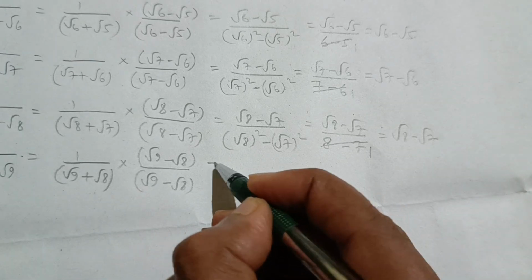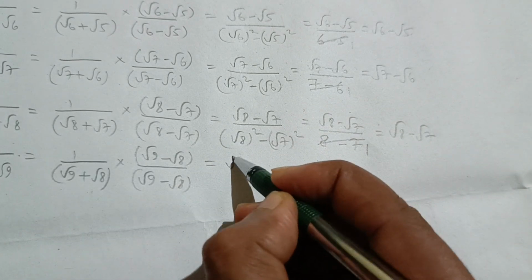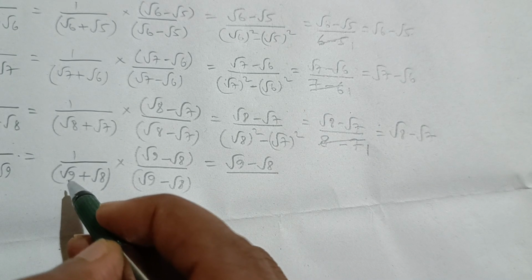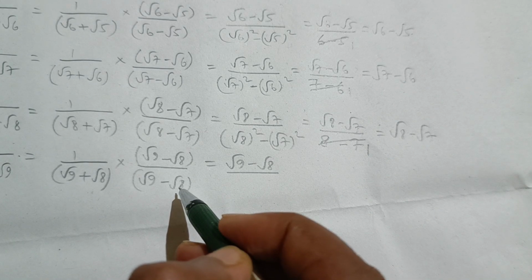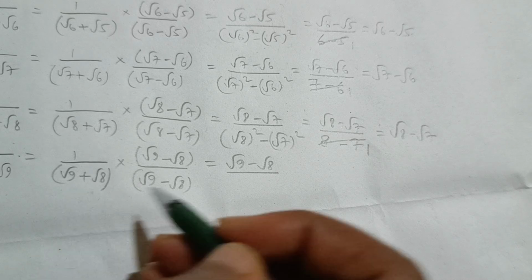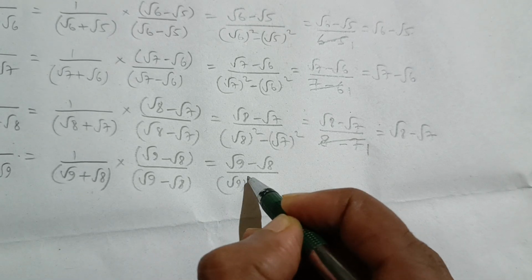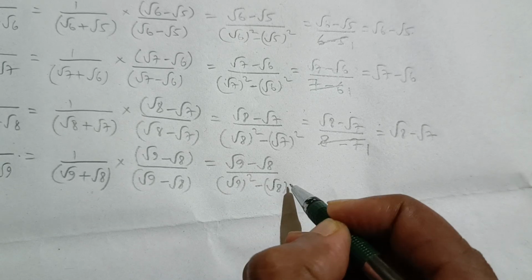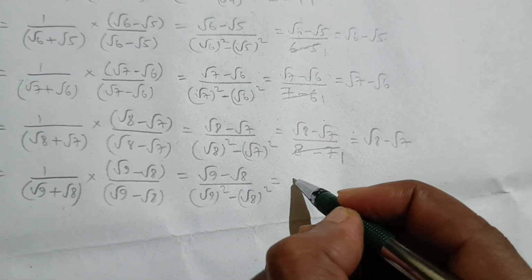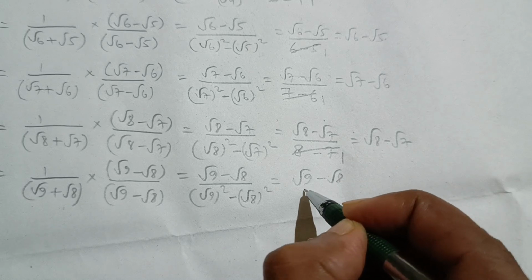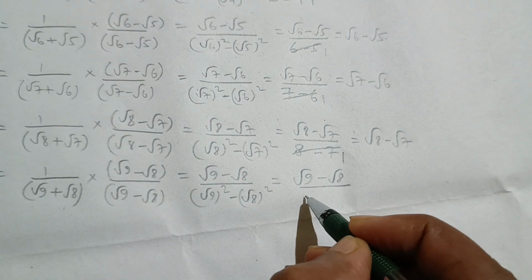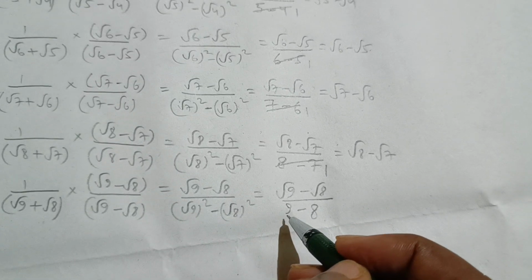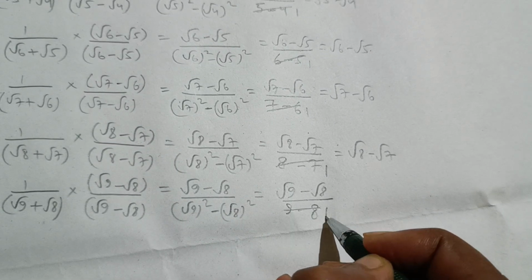And now let us do this multiplication. So the numerator will be square root of 9 minus square root of 8. And the denominator, it is in the form of a plus b into a minus b. So a square minus b square. So square root of 9 whole square minus square root of 8 whole square. So the numerator is square root of 9 minus square root of 8, and the denominator is square root of 9 whole square is 9, minus square root of 8 whole square is 8. So denominator is 9 minus 8, which is 1.